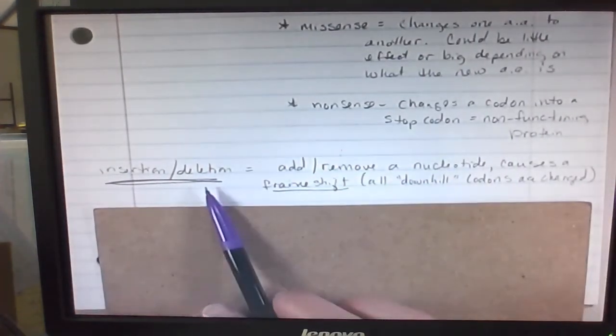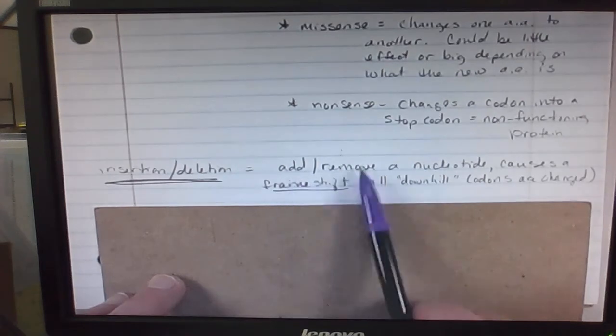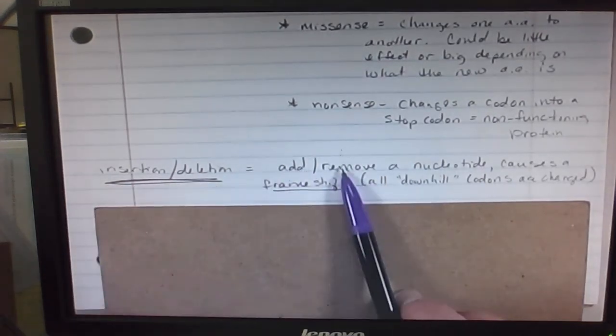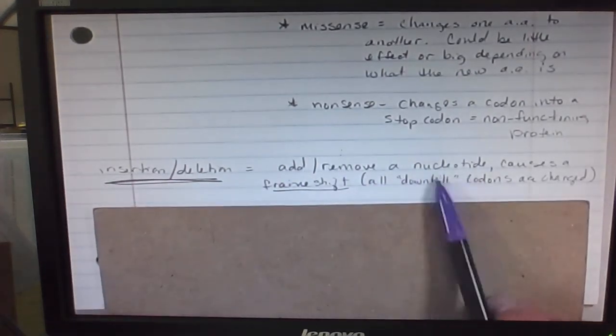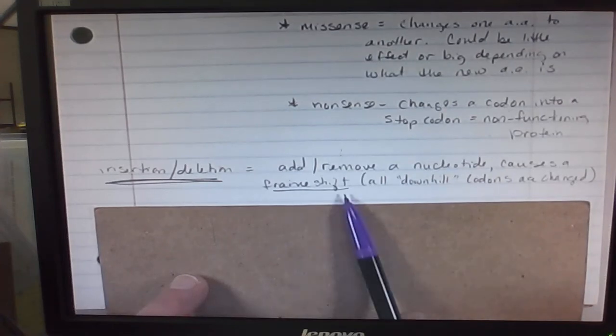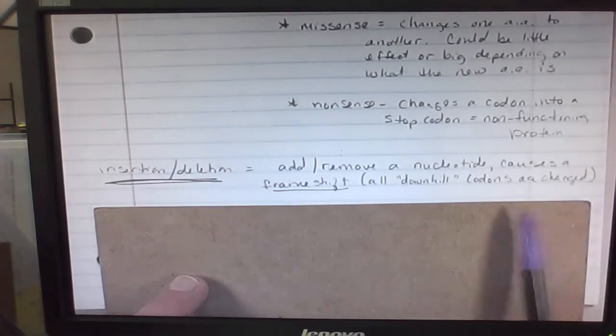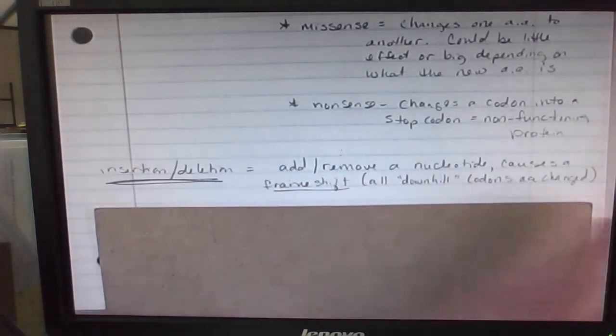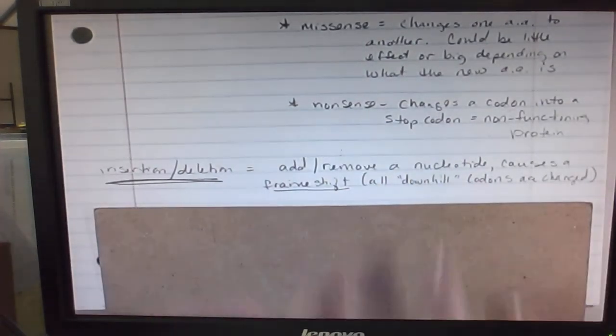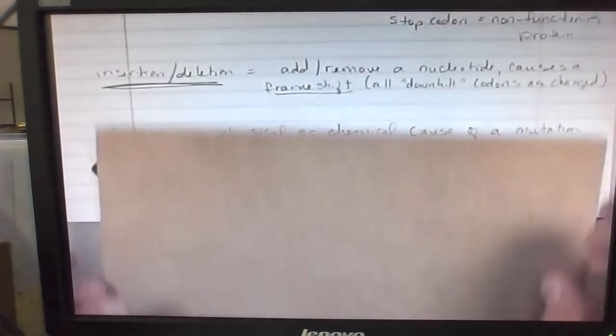Insertion or deletion mutations are either going to add or remove. Insertion adds, deletion removes. They're going to add or remove a nucleotide, causing a frameshift. All of the downstream codons are changed. So you take one out, everything past that is changed. You push one in where it's not supposed to be, everything past that is going to be changed.